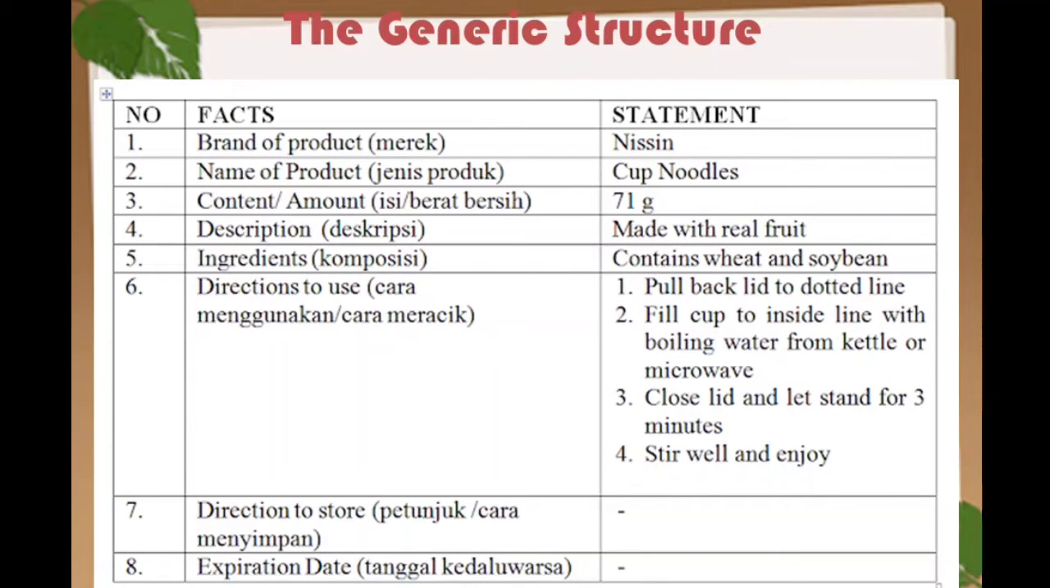The generic structure of the label, struktur umum yang biasa kalian temui di sebuah label. So mostly a label contains, the first one, the brand of the product, yaitu merek sebuah produknya apa. And then the second, name of the product, jenis produknya apa. And then third, content or amount, isi atau berat bersih di suatu produknya berapa. And then description, deskripsi sebuah produk, ingredients, bahan-bahan atau komposisi, direction to use, cara menggunakan atau cara meraciknya, direction to store, petunjuk atau cara menyimpan, and then expiration date, tanggal kadaluarsa.